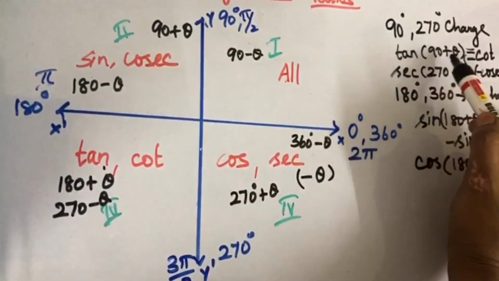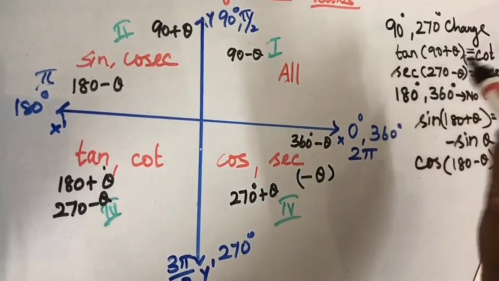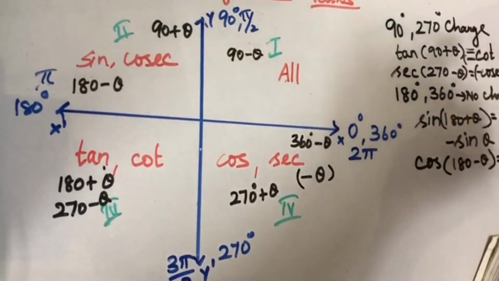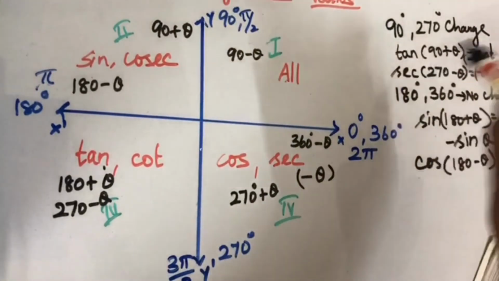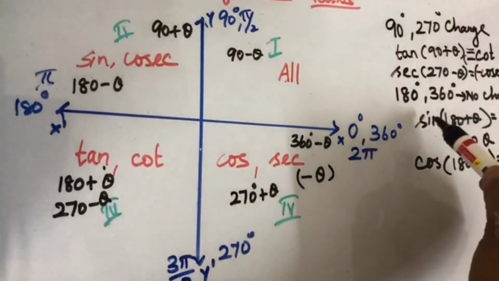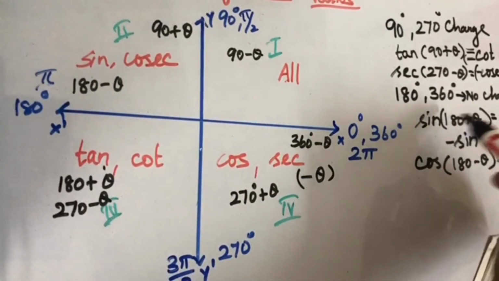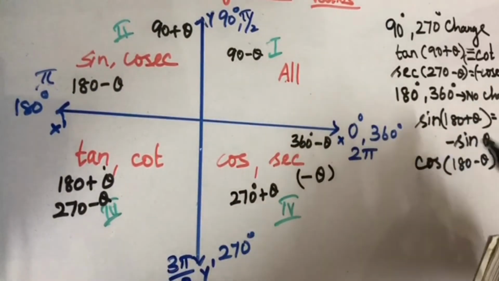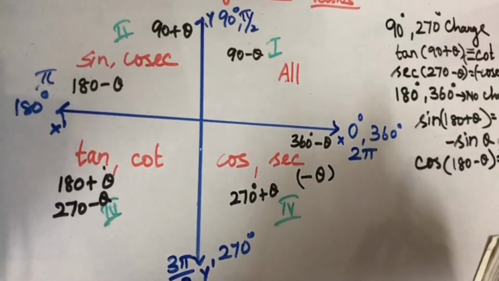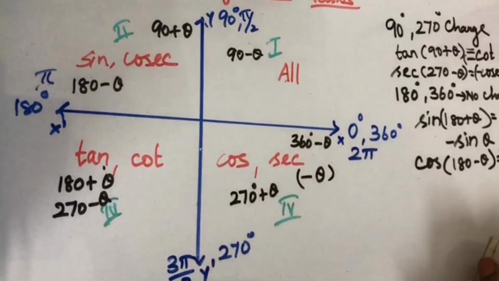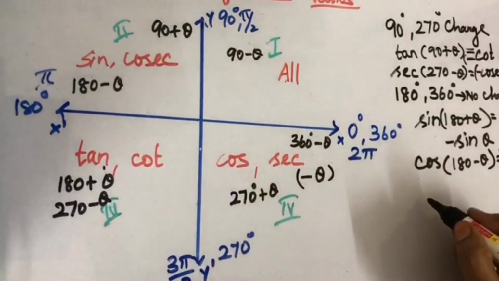So when it comes as tan 90 plus theta or 270 minus theta, we change: tan becomes cot, secant will become cosecant. But when it comes in 180 and 360 degree, sin 180 plus theta remains as sin theta. Only the sign will change. For 180 and 360, there is no change.